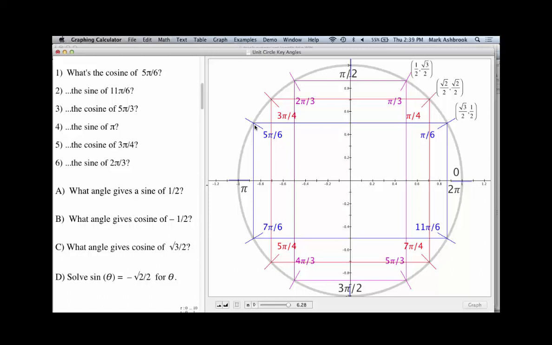Okay, so we're going to use these now, the exact values. Yeah, so the distance that we go to the left here at 5 pi over 6 is the exact same distance that we went to the right. So it's going to be negative radical 3 over 2. What's the sine of 11 pi over 6? Positive 1/2. Agree with that? The sine.